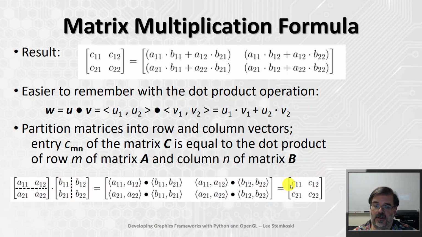So for example, the entry C11, which occurs in row 1 and column 1, is the dot product of row 1 from the first matrix and column 1 from the second matrix. The entry C12 in the product, that is row 1 in column 2, you can calculate as the dot product of row 1 from the first matrix and column 2 of the second matrix, and so on for the other entries. And so this might help you remember this formula.